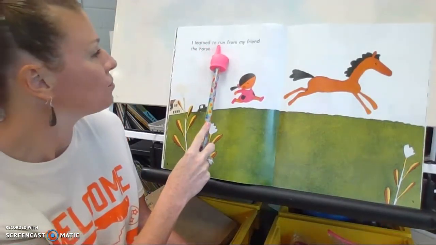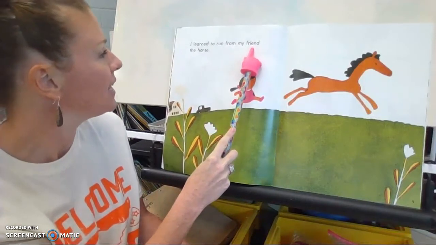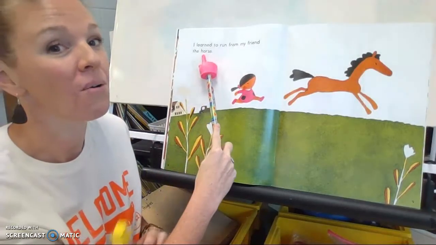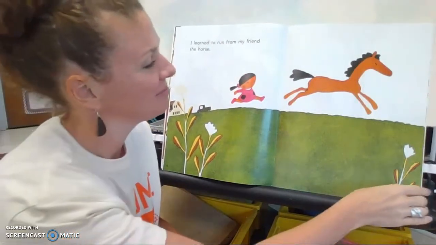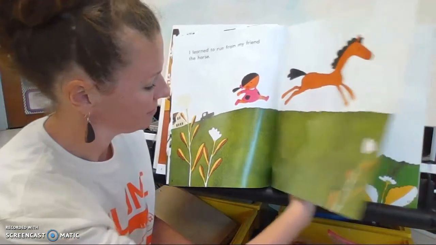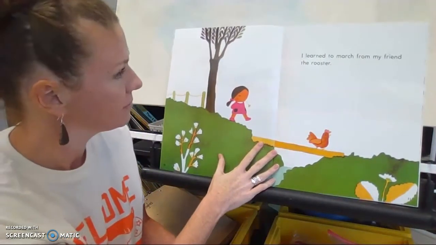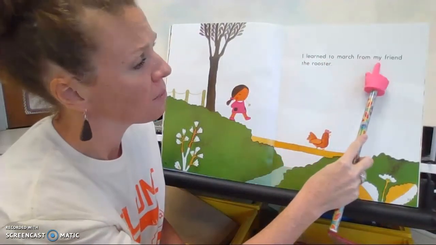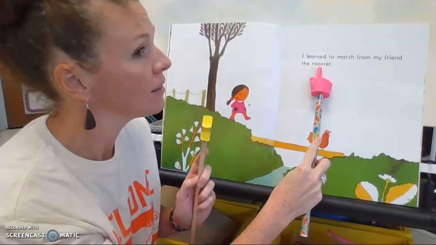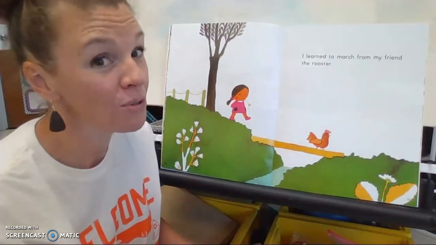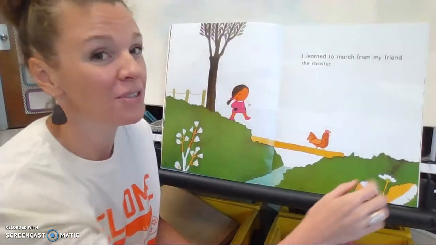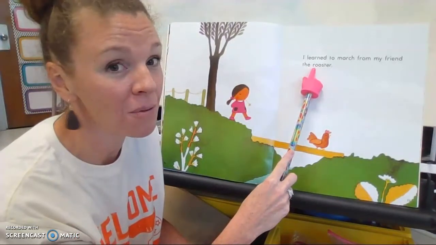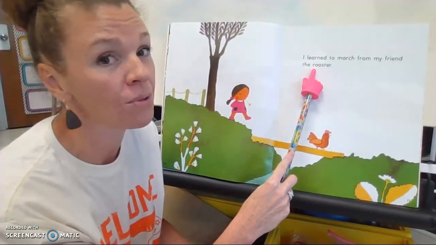I learned to run from my friend the horse. I learned to march from my friend the rooster. Some of you say chicken. You're using your picture clues, but it's important to look at the first letter of the word. Rooster.